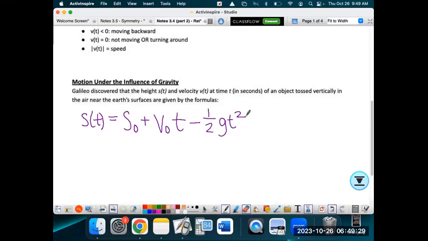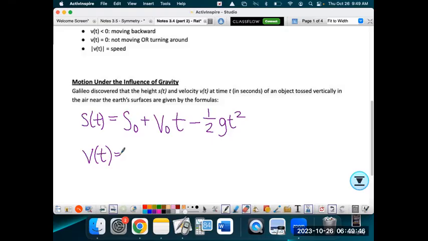Then for velocity, I want you to write down what you think the velocity function is, remembering the relationship between velocity and position. So remember, velocity is the derivative of position.